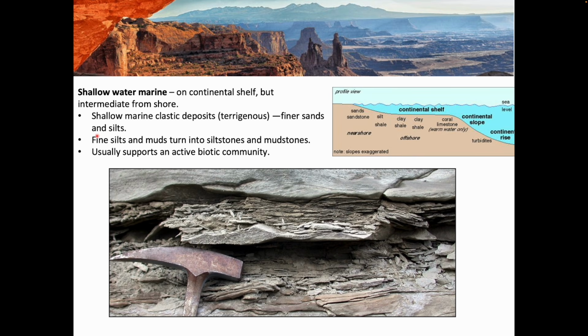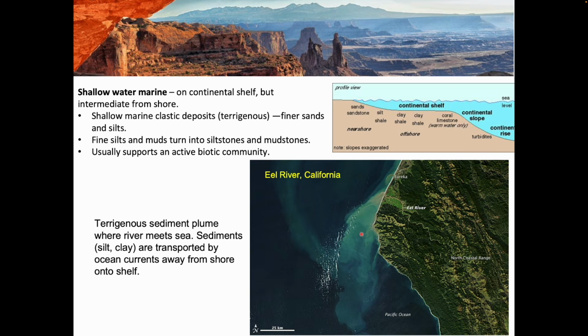A little bit closer to shore, your shallow marine clastic deposits of terrigenous sediment is going to include fine sand and silt. These turn into siltstone and mudstone and usually support an active biotic community. So this is where you start to get a lot of bioturbation, which we talked about earlier in this lecture, or in part 1 of this lecture.